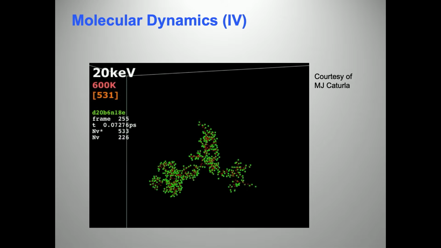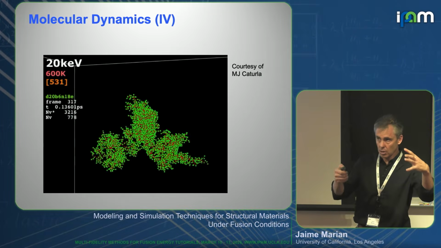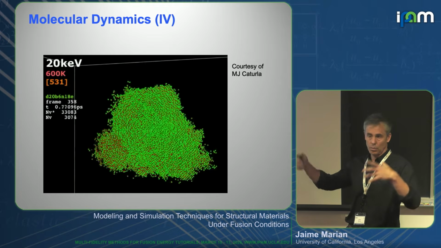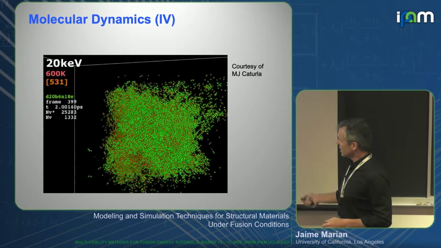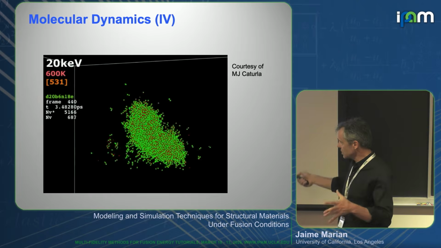And what you see in green are the atoms that are in no man's land. They're self-interstitials. They used to be occupying a lattice site, and now they're found roaming around. They have no place to go. And that reaches a spike, and then everything cools down as heat dissipates.